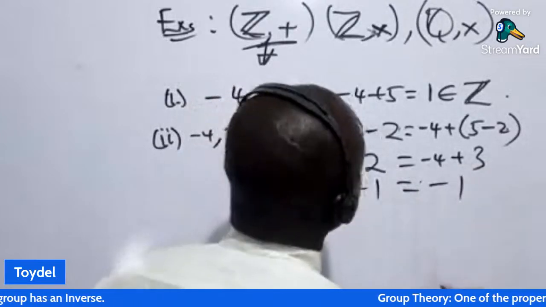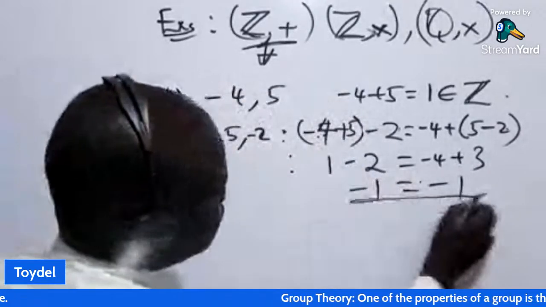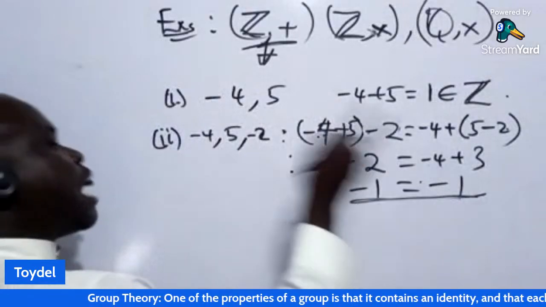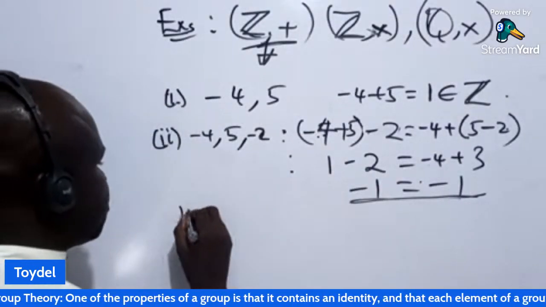-4 plus 3 minus 3. So associativity is also satisfied. Then the last one is that when we pick any element here, are we going to get a neutral element? That is the third property.